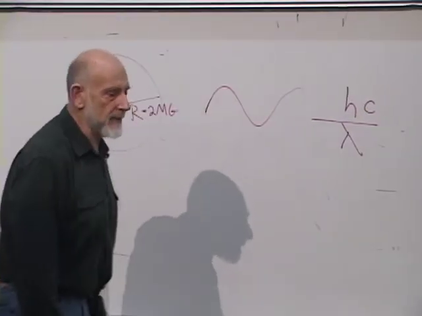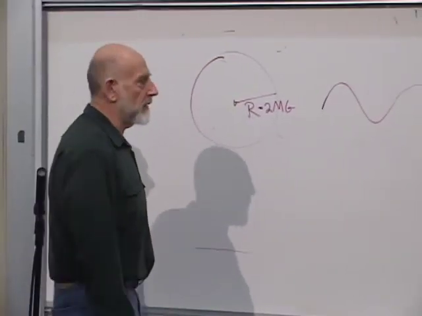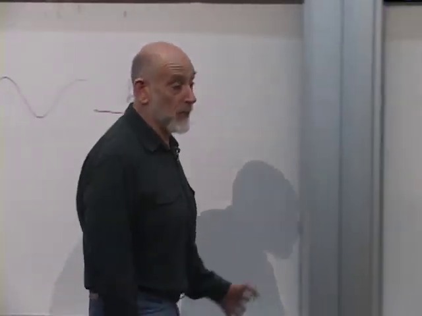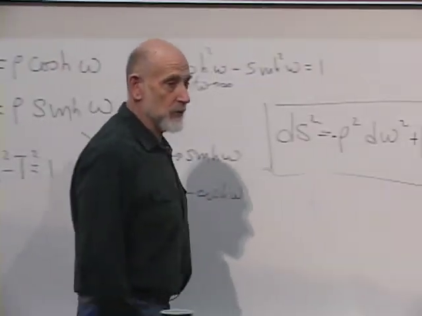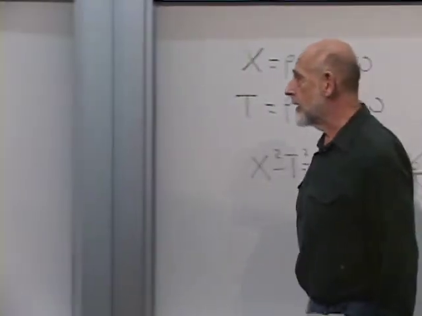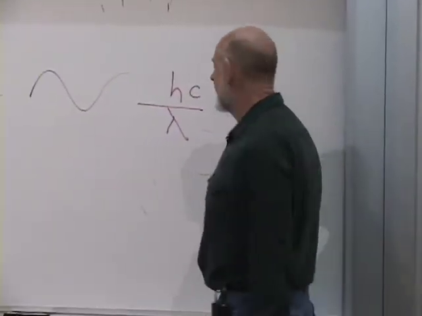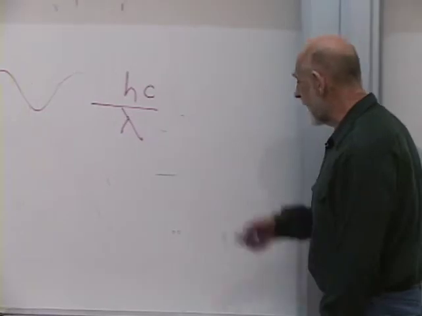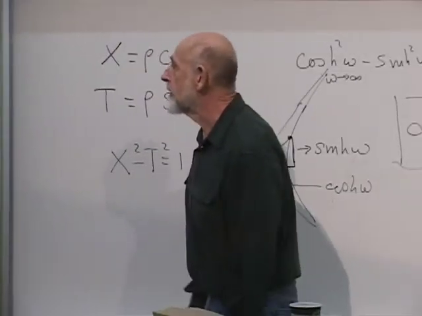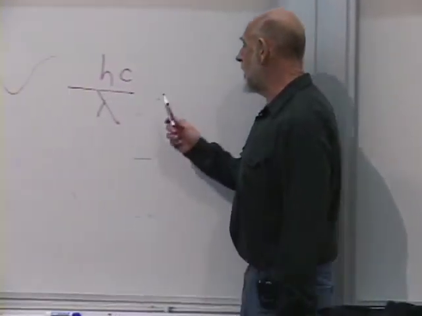For the moment, I'm going to keep the constants. Later on today, tonight, we're going to throw away the constants. Or not throw them away, but we'll work in units in which they're equal to 1. I get bored carrying them around. But let's keep them for the time being. All right, h times c divided by lambda.